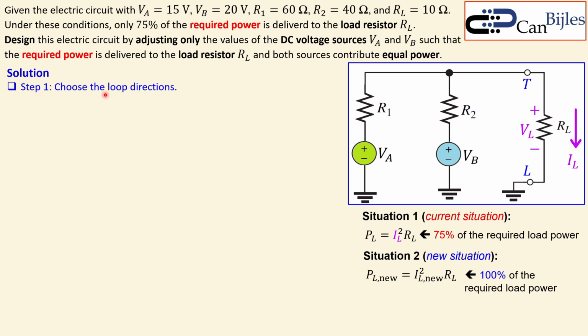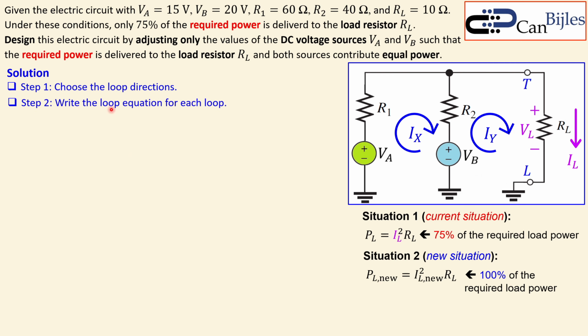First step: I start with the mesh current analysis and I choose a loop direction to calculate the required current and other unknowns. So I make a loop for this case. I call it IX, and I go clockwise for this loop. I have also another loop here and I will call that IY.